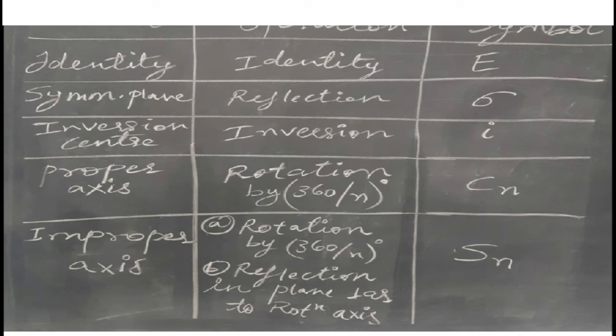And then the improper axis. Here there are two operations which are performed one after another. First, you will be performing rotation. So, you will be rotating your molecule by an angle of 360 upon n degrees, followed by reflection in a plane which is perpendicular to the rotational axis. Okay? And the symbol is Sn.